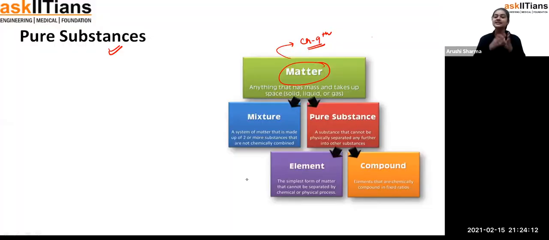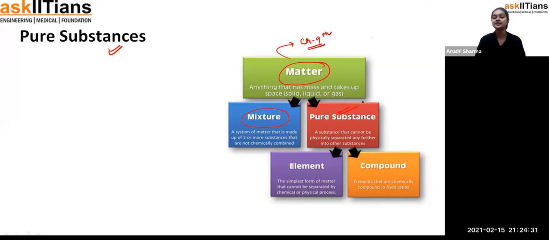So yes, we were talking about matter. Now, student, as matter, you can see that it has been divided into two categories. The two categories are here: the mixture, and you can see here the pure substance. So students, a pure substance is something which does not have any kind of impurity. That means, student, it cannot contain any other component in it.